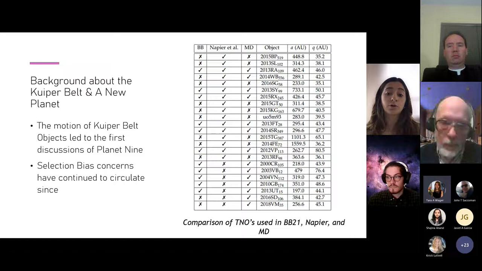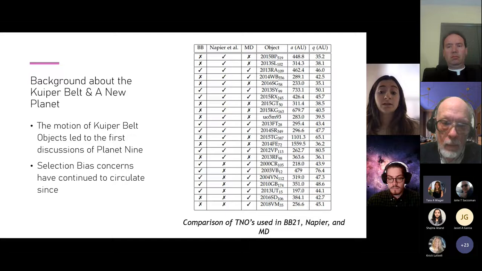So in 2016, Caltech researchers Batygin and Brown put forth a research centered around purely mathematical evidence that supported the existence of Planet 9 as that perturber that Trujillo and Sheppard suggested. They chose 6 KBOs from a set of 13 that are thought to be clustered together from Planet 9's gravitational pull. From this, dissent ensued in the scientific community on the grounds of selection bias.